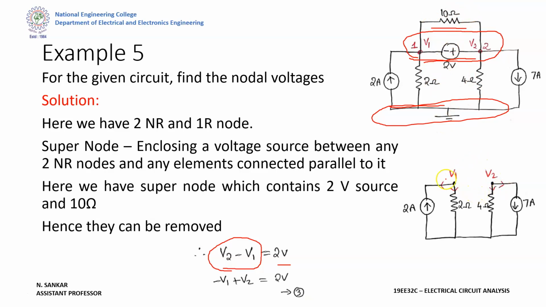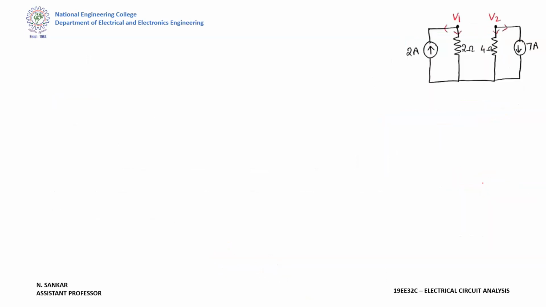Now apply KCL to the super node. You have to consider these two nodes as a single node and apply the KCL. If you apply KCL at this point, V1 by 2 represents this arrow, this current, and minus 2 ampere represents this current, because the direction of the 2 ampere source and this arrow are in opposite directions. That's why we have mentioned -2. Then V2 by 4, and here the 7 ampere and the arrow of this current source are in the same direction, so it is +7.